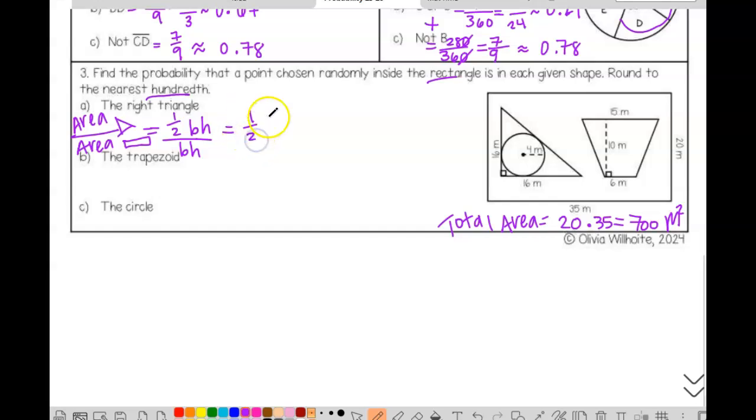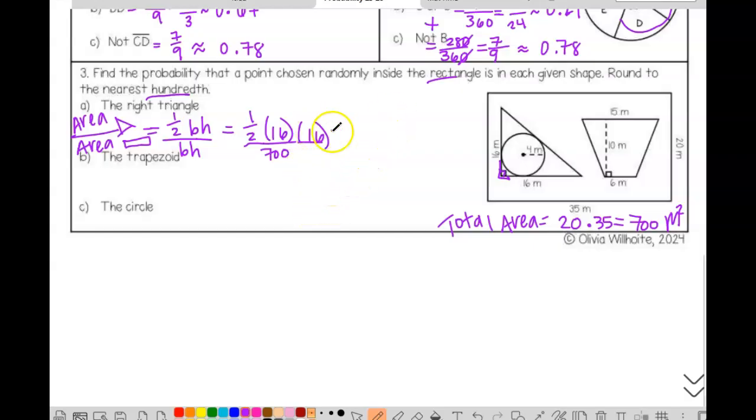All right, what is the base for the right triangle here? 16, and the height? Also 16. Remember, base and height always make perpendicular lines, so there's always a right angle there. Okay, and then we already did the area of the rectangle. What was it? 700. So I'm just going to write that. We already calculated it.